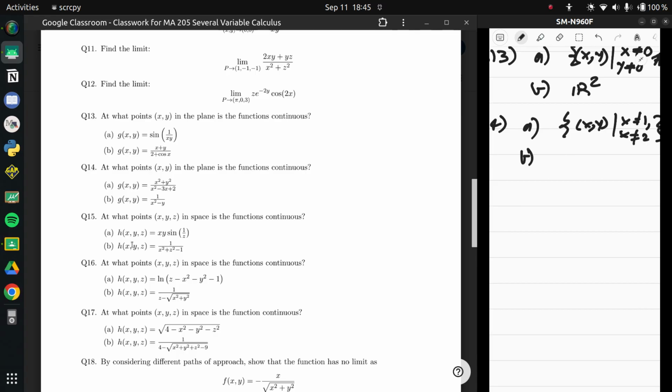Is this function continuous? Amazing. So whenever x minus y is approaching 0, we are messed up. So x minus y should not be 0. That's the only condition, and then it can be anything. You just have a value. Easy, right?